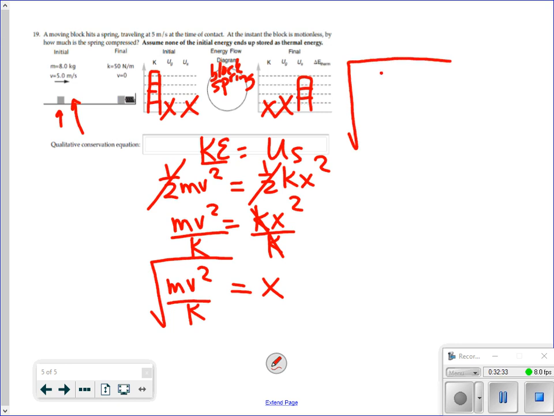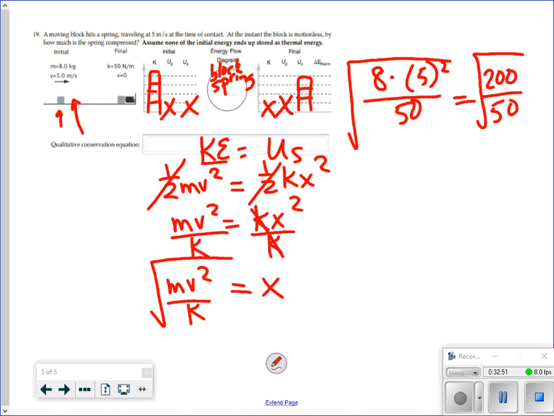The mass is 8. The velocity is 5, so we're going to do 5 squared, all divided by k. K is 50 newtons per meter. So this on the top, 25. 25 times 8 is 200, divided by 50. We're going to square root that. So that's going to be the square root of 4, which, as you know, is 2. So 2 meters is the compression on my spring. It doesn't take me long to figure out what the compression on my spring should be.